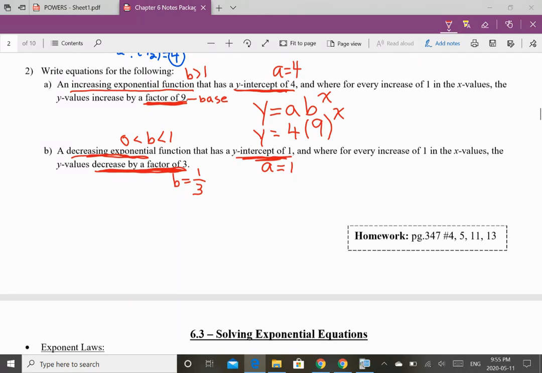Our equation here takes the form a times b to the power of x: y equals 1 times 1/3 to the power of x, and you could even simplify that to simply 1/3 to the power of x. Usually when we have a coefficient of 1, we don't write it. That covers the connection between the equation and the graph of an exponential function.